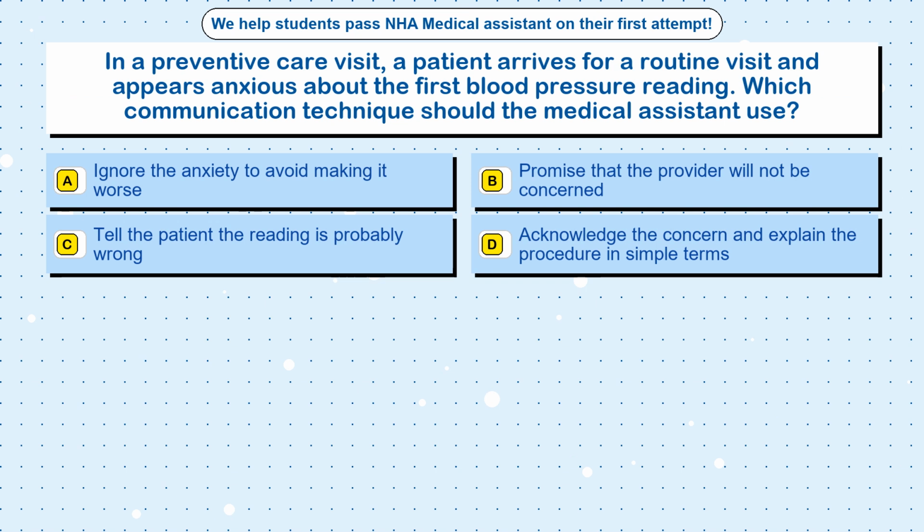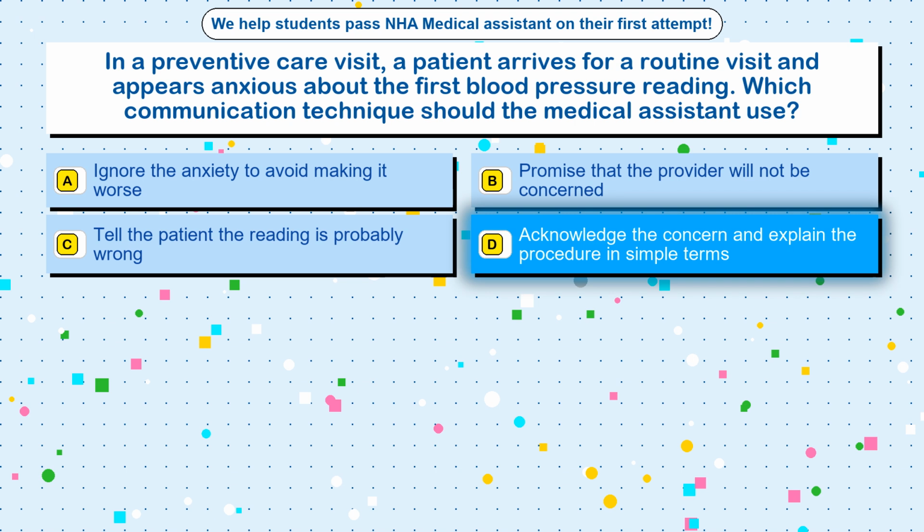Question 32. In a preventive care visit, a patient arrives for a routine visit and appears anxious about the first blood pressure reading. Which communication technique should the medical assistant use? Option A. Ignore the anxiety to avoid making it worse. Option B. Promise that the provider will not be concerned. Option C. Tell the patient the reading is probably wrong. Option D. Acknowledge the concern and explain the procedure in simple terms. The correct answer is option D.